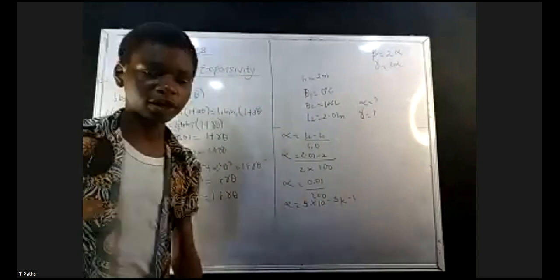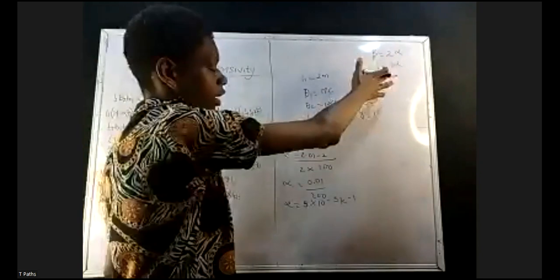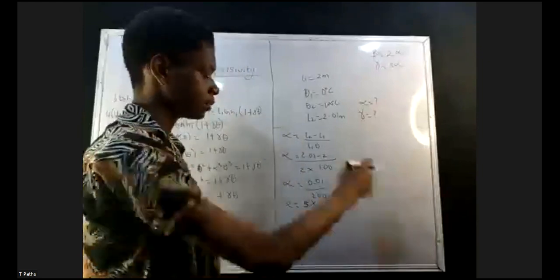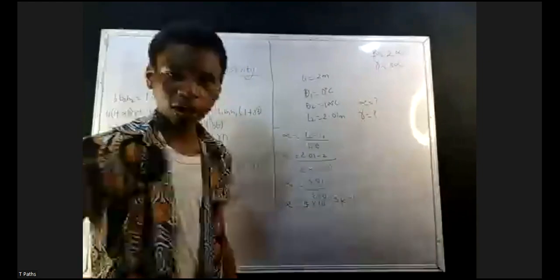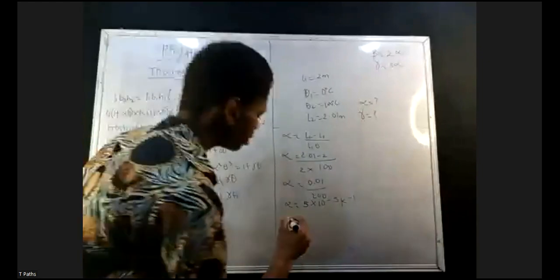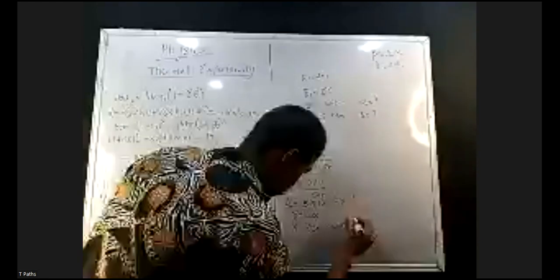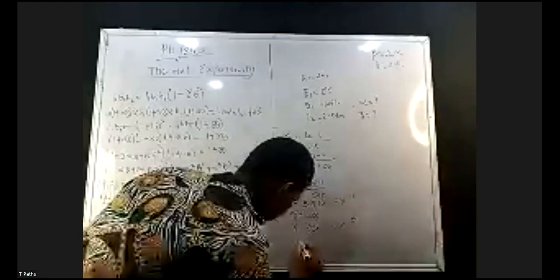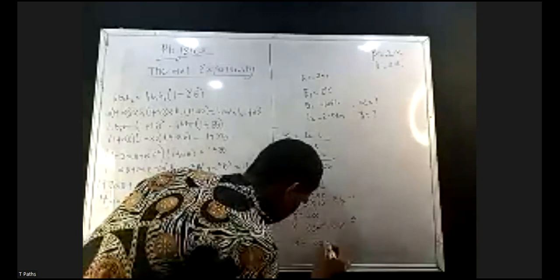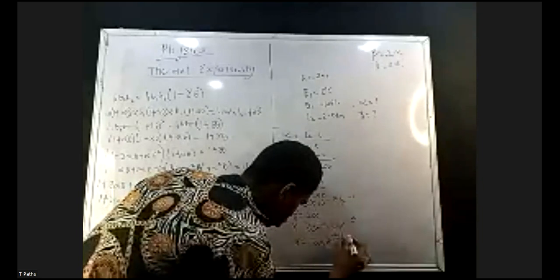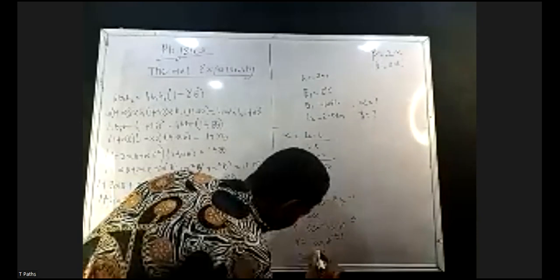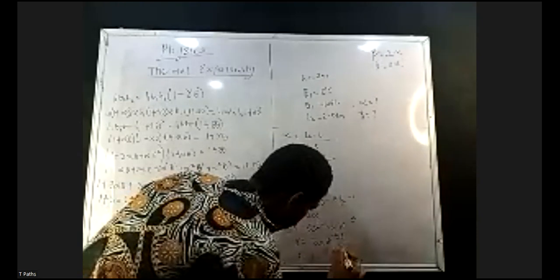Don't forget the relationship between cubic expansivity and linear expansivity. So my linear expansivity is this. My cubic expansivity, which is gamma, is going to be 3 alpha. Gamma will be equal to 3 times 5 times 10 raised to the power of minus 5, which is going to give me 15 times 10 raised to the power of minus 5 per Kelvin, or 1.5 times 10 raised to the power of minus 4 per Kelvin.